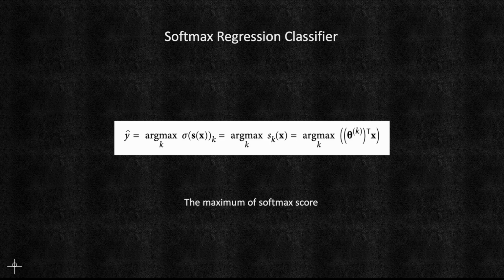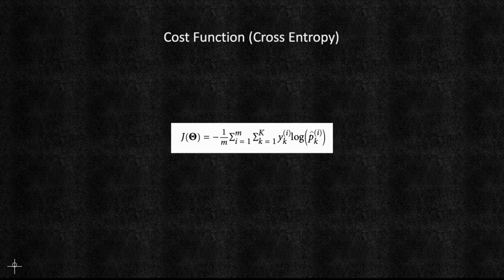This function outputs the value of k that maximizes the estimated probability of softmax scores. The objective of training a softmax regression model is to output a high probability for the target class and low probability for other classes. This is a cost function for softmax regression.